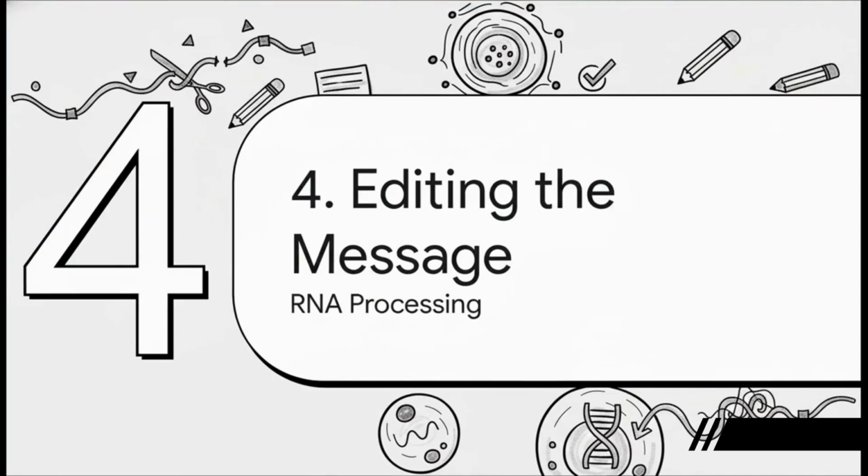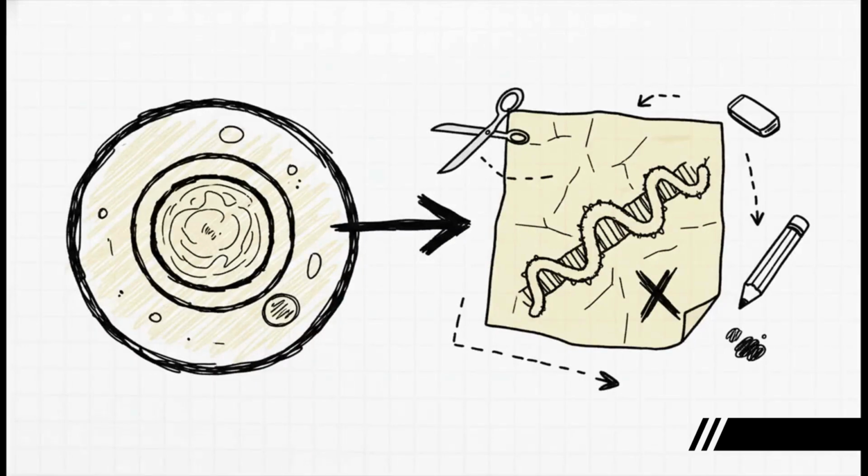Now, for complex cells like ours, eukaryotes, the story doesn't end there. In simpler cells like bacteria, that mRNA copy is ready to go right away. But in our cells, that first copy is really just a rough draft. It needs a good bit of editing and polishing before it can be sent out. This whole stage is called RNA processing, and I can almost guarantee you'll get a question about the sequence of its steps. This initial raw RNA transcript has a special name.